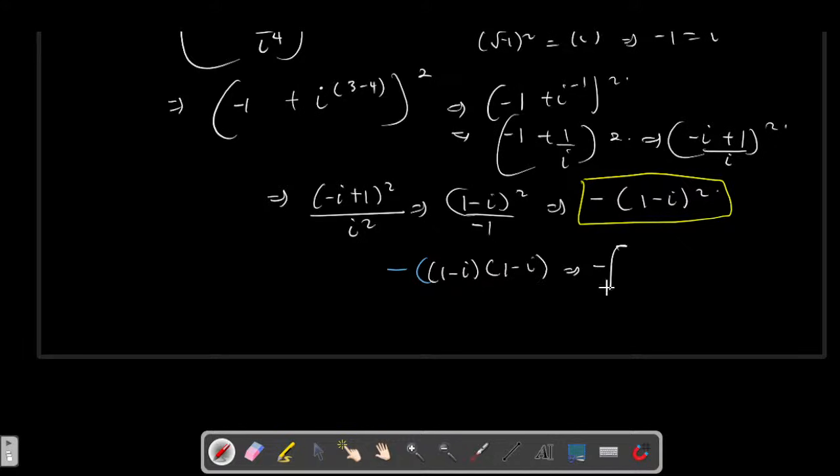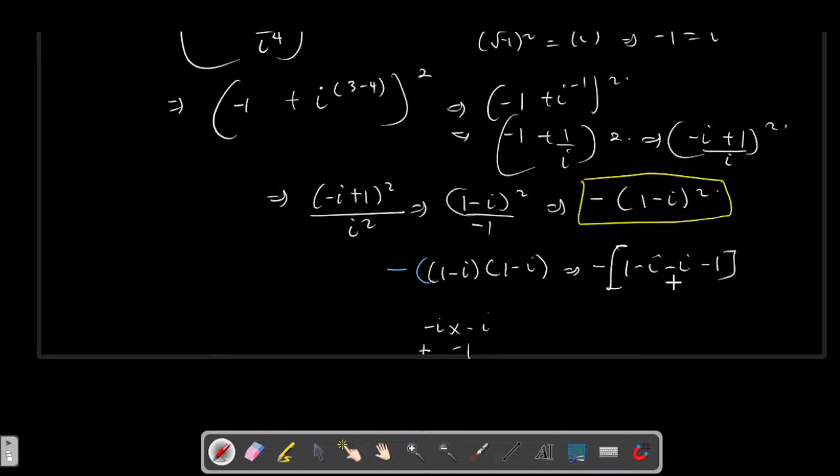This gives negative of the expression 1 times 1, 1 times negative i, negative i times 1, negative i times negative i. Please take note of this. Negative i times negative i: negative is positive, i times i is negative 1. So the answer is negative 1.